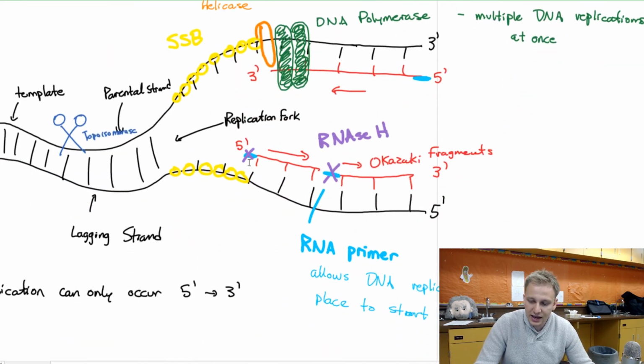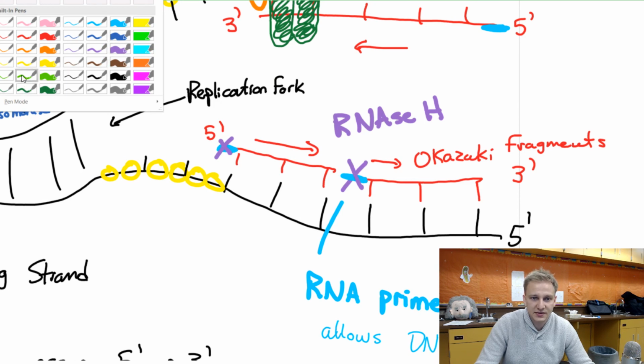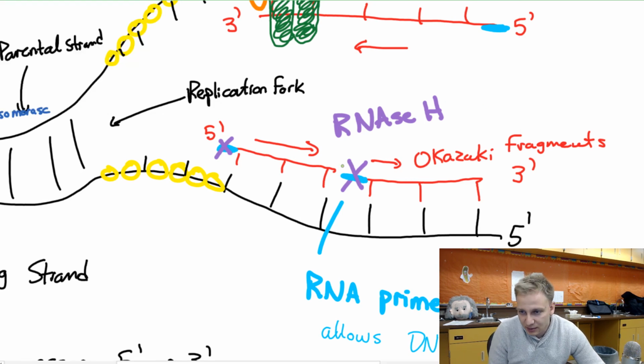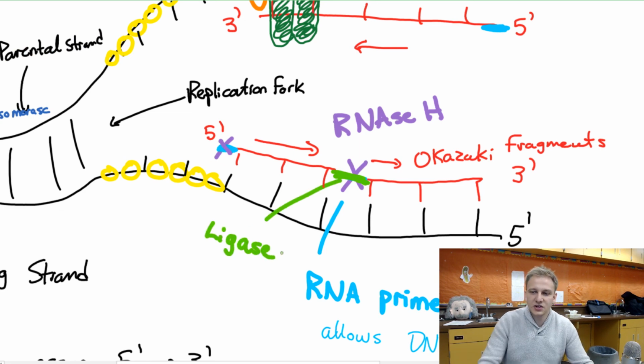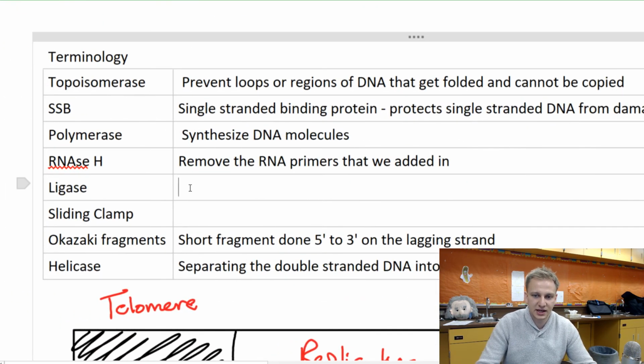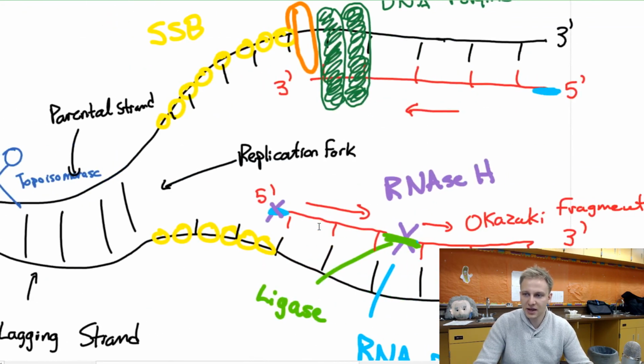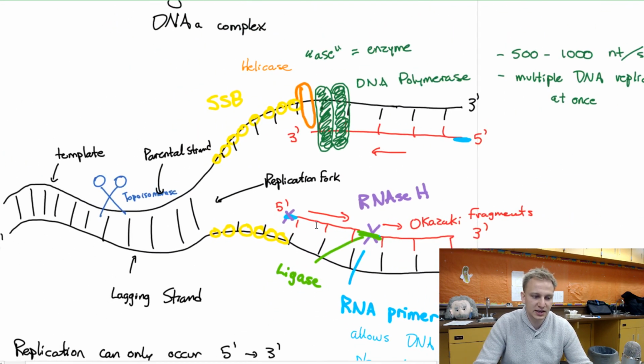What ligase does is it helps seal the nicks between these different Okazaki fragments. So we'll have in between these two fragments something come along called ligase, and it is going to seal up the different Okazaki fragments and join them together. So it seals up the nicks in the Okazaki fragments. That is its job. The last thing that we have to talk about here is called the sliding clamp.